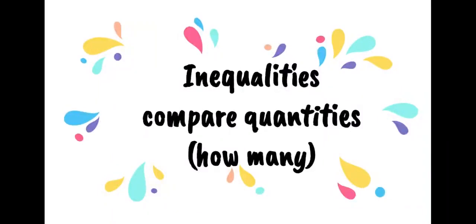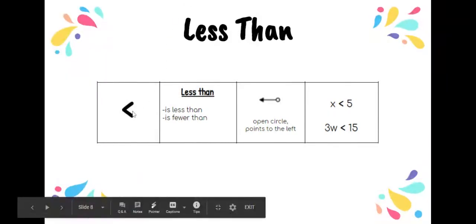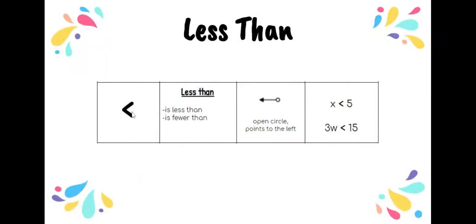Inequalities compare quantities, or how many. The first type of inequality is less than. The symbol looks like this, has the opening to the right.